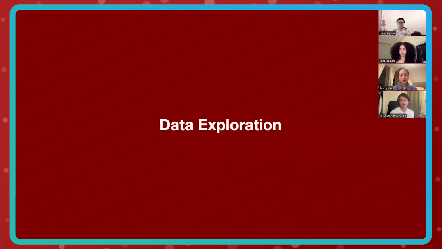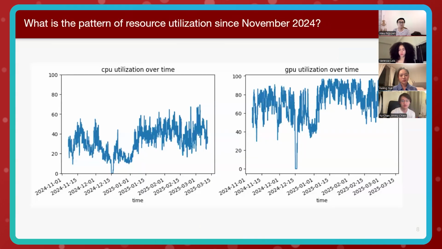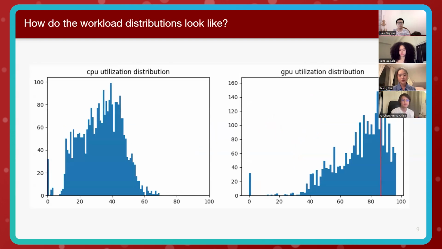And the next step for our project is data exploration. So the first question we'd like to ask is, what is the pattern of the resource utilization since November 2024 in our data sets? On the right-hand side, we can observe that the GPU utilization over time is bearing a heavy load compared to the CPU. So here for the model prediction, we choose to focus on GPU utilization rates rather than the CPU ones. Next page, please.